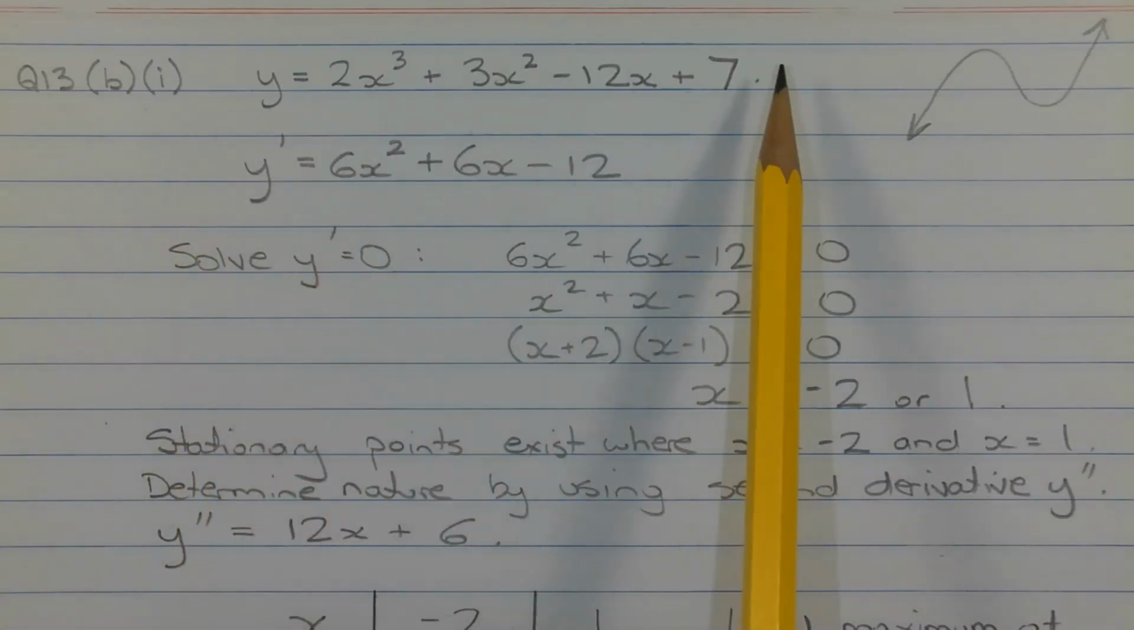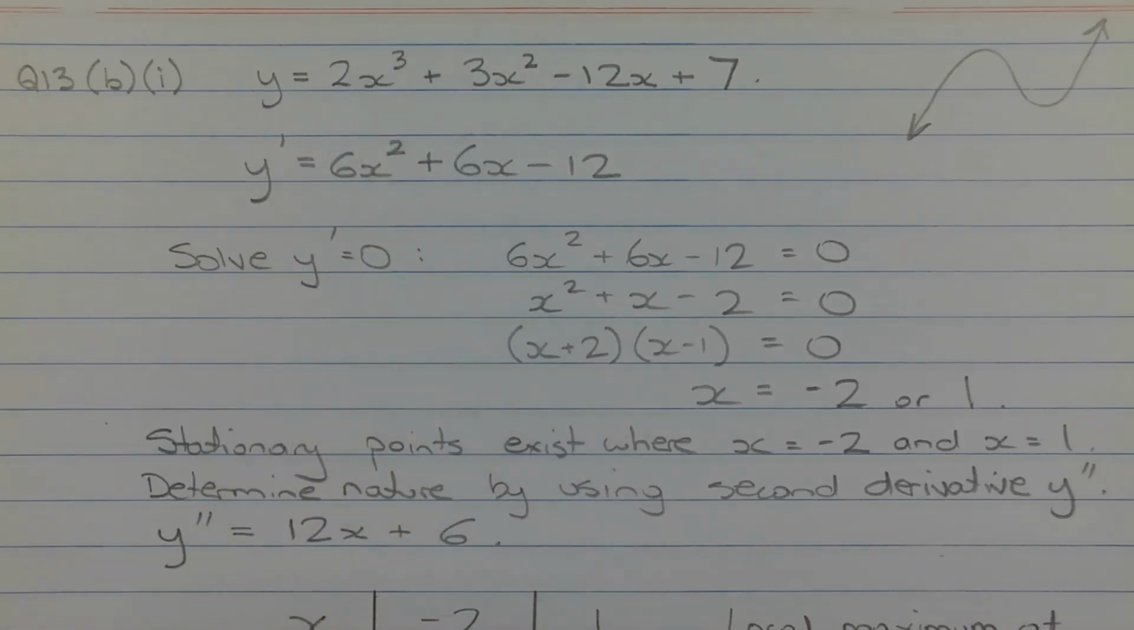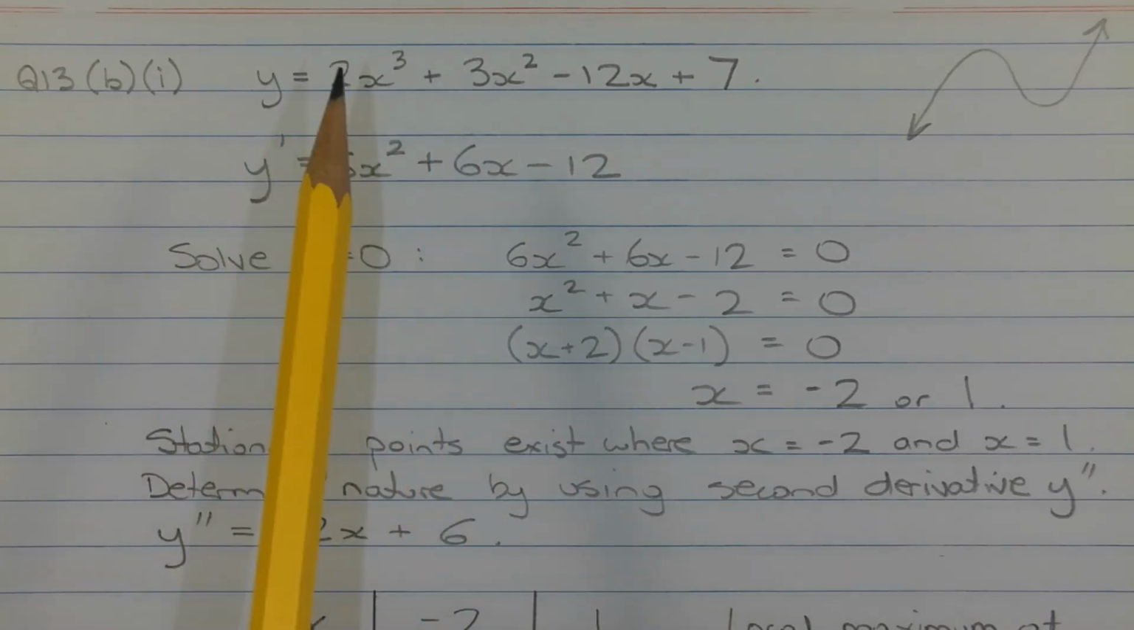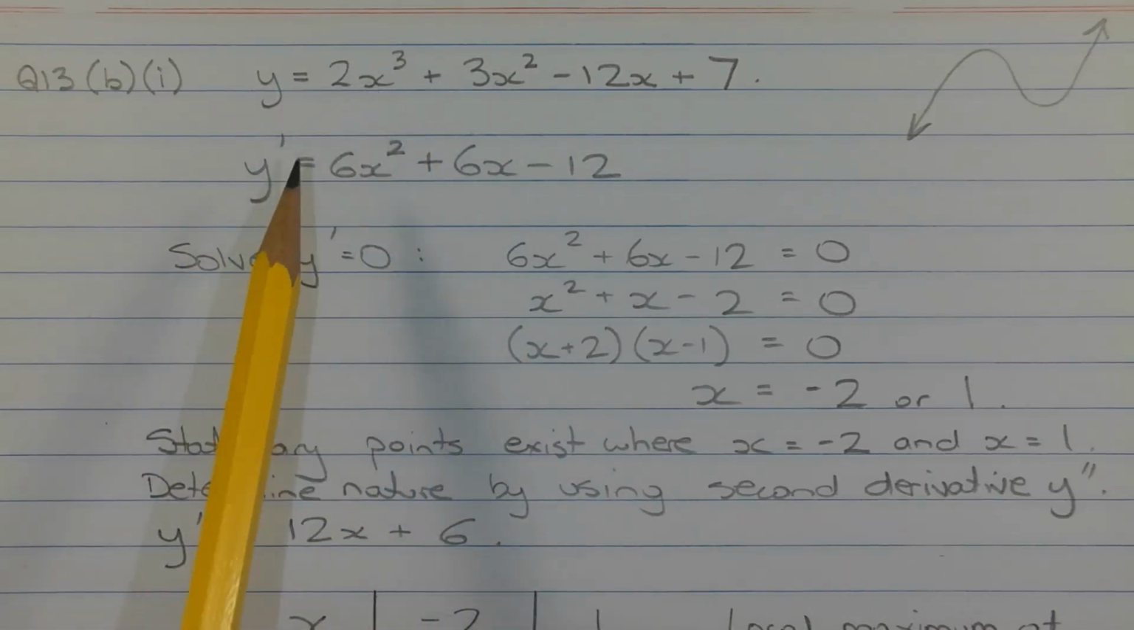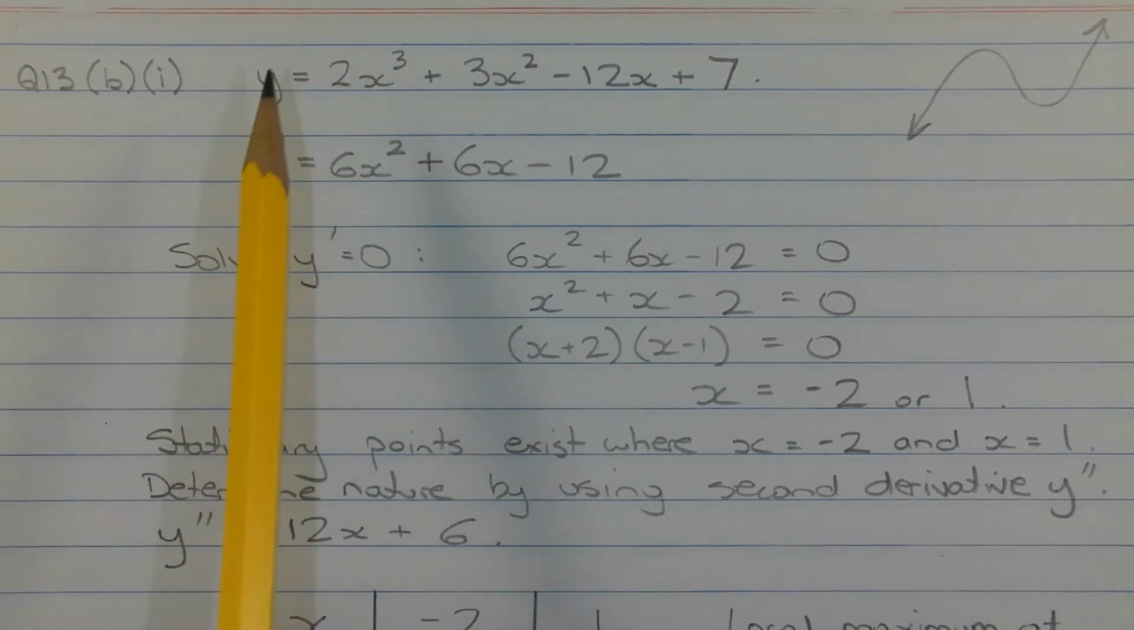The function is a cubic polynomial. Now we know this because the highest power is a 3. We call that the degree of the polynomial. Also, the leading coefficient, so that's the number that's multiplying the x that has the highest power, is positive.